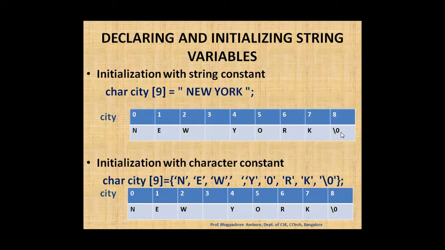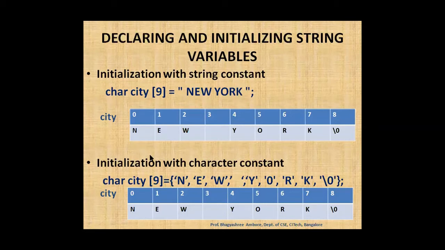So each string, whether it is a character array constant or a string constant, needs a null. If you are using a string constant, then the compiler automatically fixes this null at the end of the string. When it encounters the matching pair of double quotes, it automatically marks the null at the end.